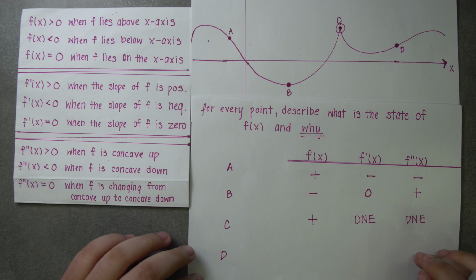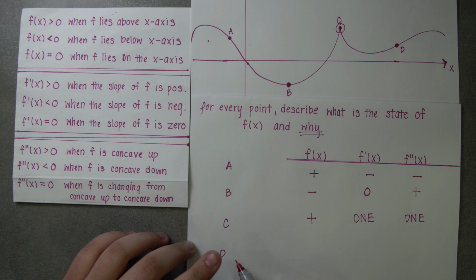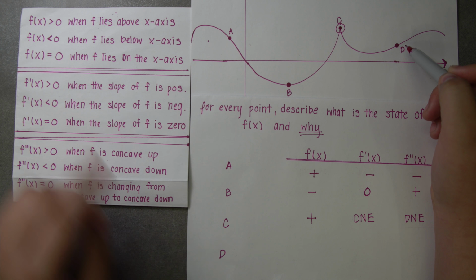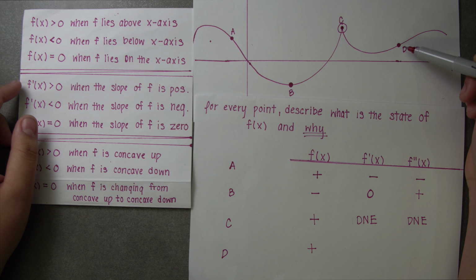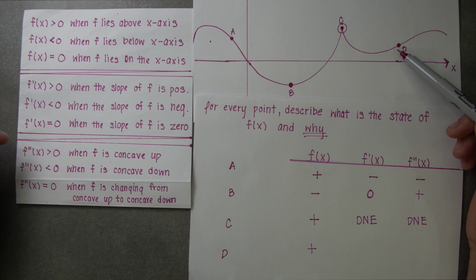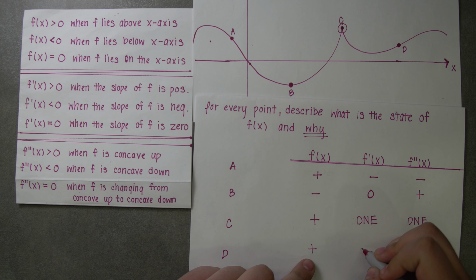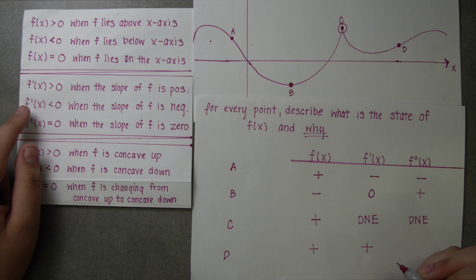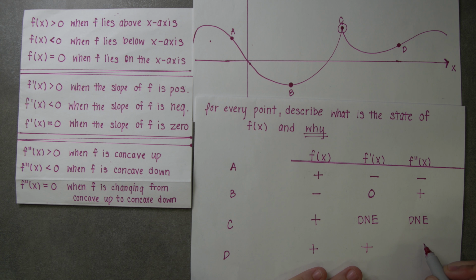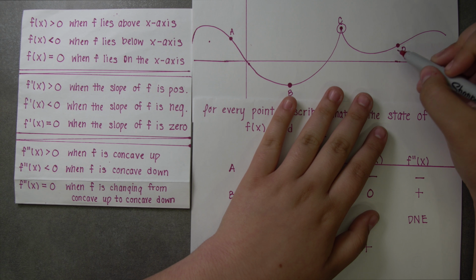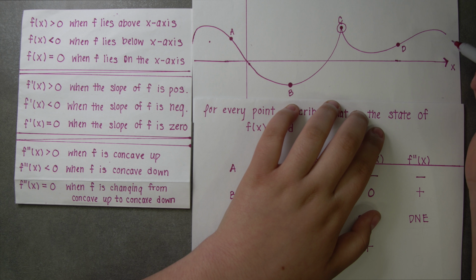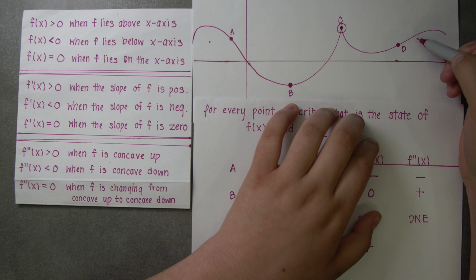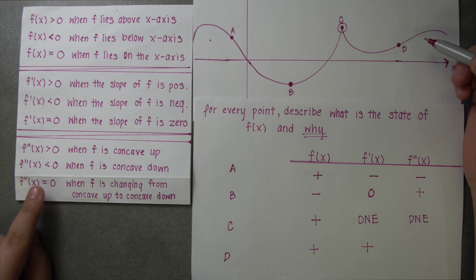So now for our final point, we're going to look at D. At D, we lie above the x-axis, so f of x has to be positive. And then our slope here is positive. If we draw a tangent, it's a positive slope, so we know that can only be true when f prime of x is positive. And then for f double prime of x, now here's the cool thing. Right here, we change from a positive concavity to a negative concavity. We're concave up and then we go concave down. So that change means that our f double prime of x is 0 at this point.